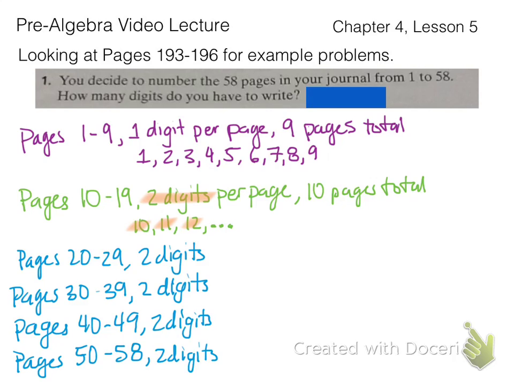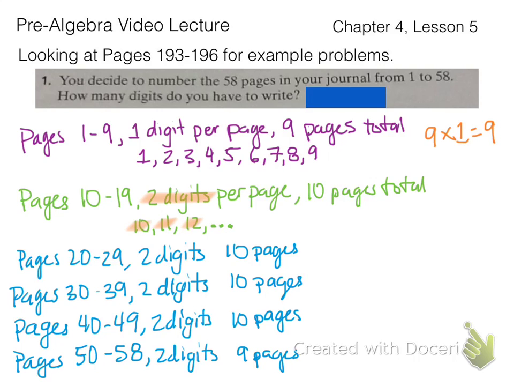So I set these up in increments of 10. 10 to 19 is 10 pages. 20 to 29 is 10 pages, 30 to 39 is 10 pages, 40 to 49 is 10 pages, and 50 to 58 is not 10 pages. It is 9 pages.